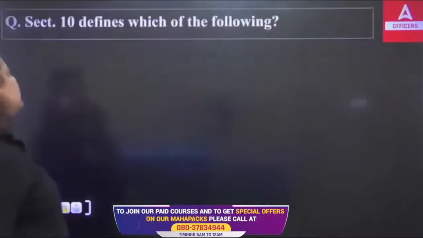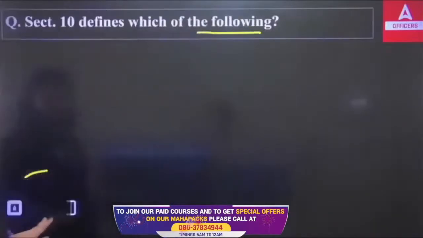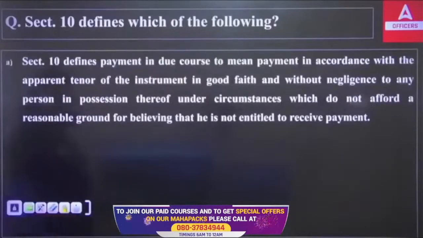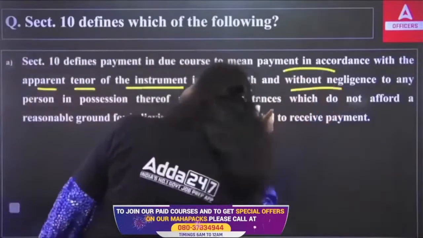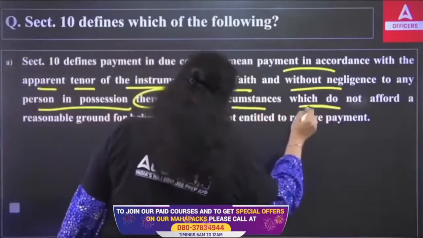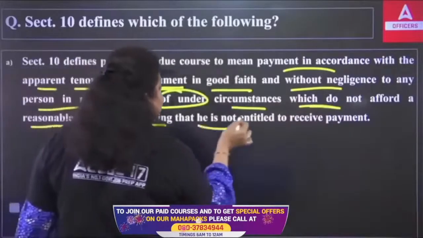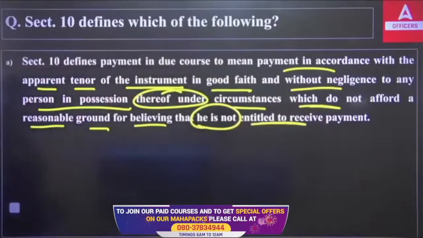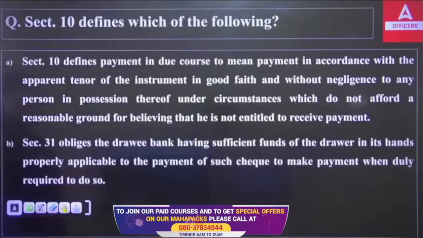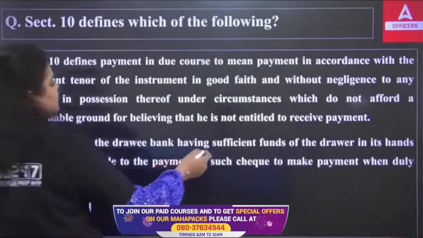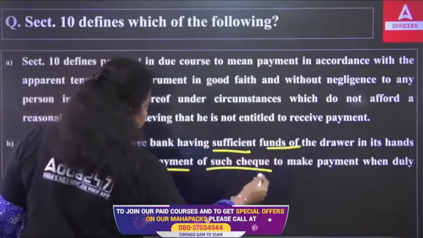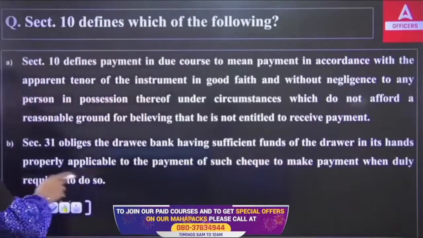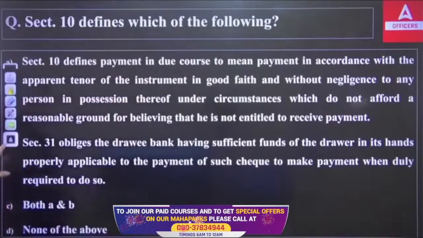Next, section 10 defines which of the following. The first says section 10 defines payment in due course to mean payment in accordance with the apparent tenor of the instrument, in good faith and without negligence to any person in possession thereof, under circumstances which do not afford a reasonable ground for believing that he is not entitled to receive payment. The second says section 31 obliges the drawee bank, having sufficient funds of the drawer in its hands properly applicable to the payment of such check, to make payment when duly required to do so. The third option is both A and B, and the next option is none of the above.